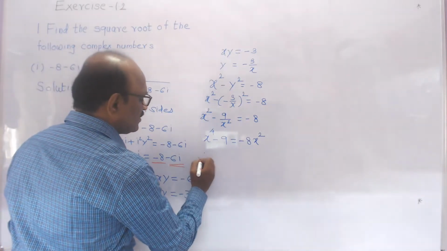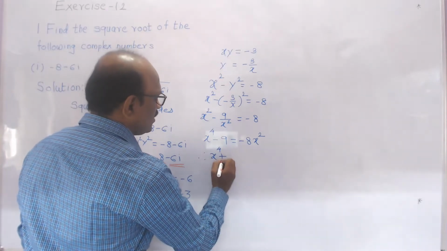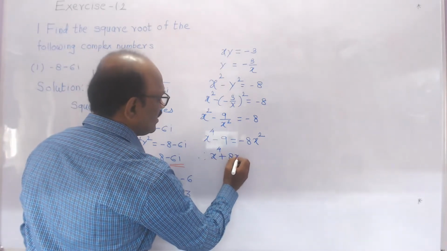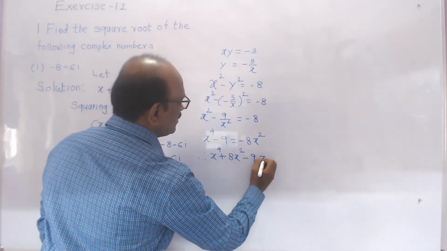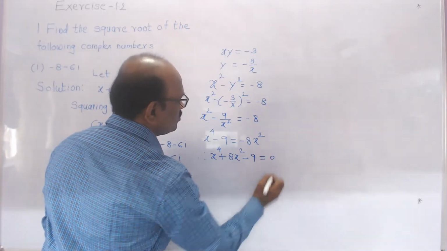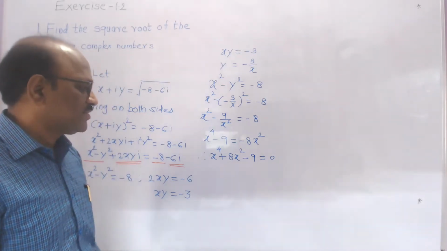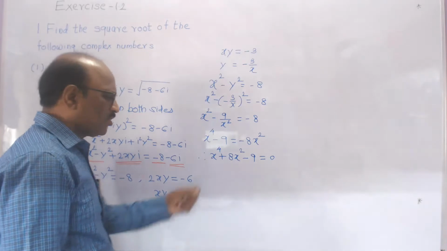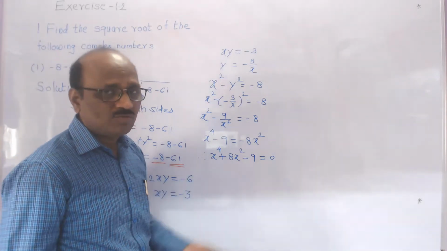And therefore this quadratic equation, that is x raised to 4 plus 8 x square minus 9, that is equals to 0. This is the quadratic equation in x square. Now we'll solve this quadratic equation. The product of first and last term is minus 9x raised to 4. Then what are the two factors?